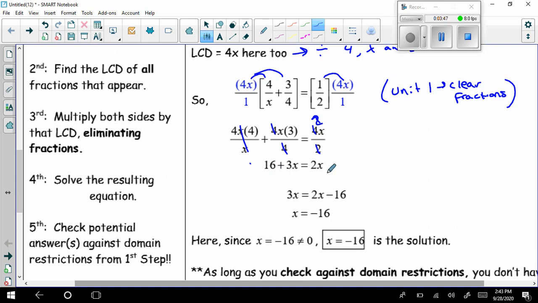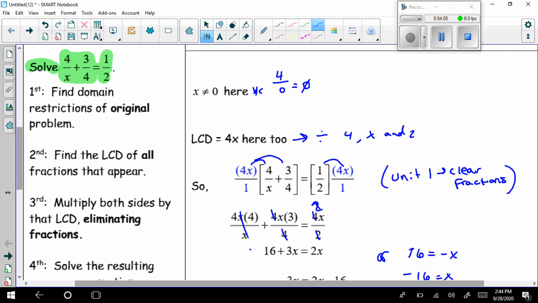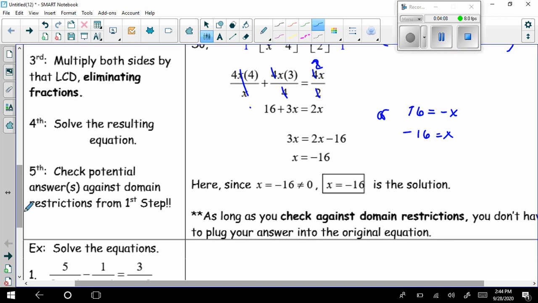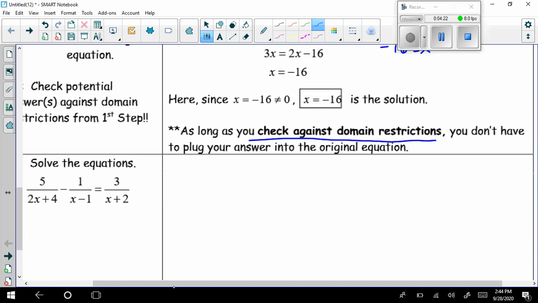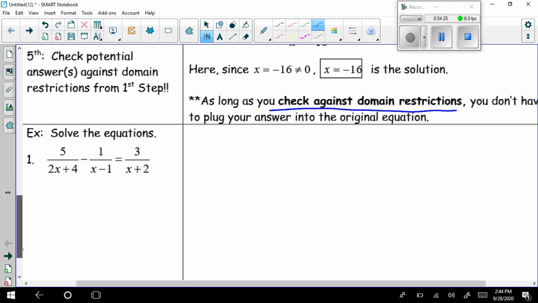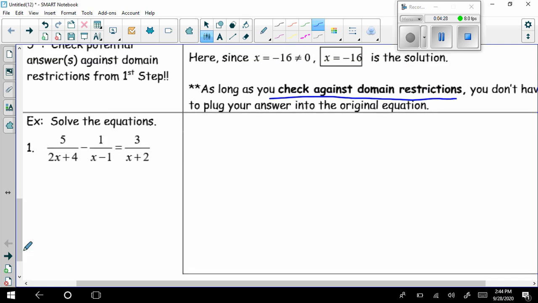This one you can solve by subtracting 16, or you could subtract 3x and then divide by -1. Either way, the result is x equals -16, which is not 0, so it's not our restricted value, and that solution is just fine. As long as you check against the domain restrictions, make sure your answer is not a domain restriction. You don't have to plug it in, but plugging it in is still a great way to double check your results. Okay, so let's move into a more complicated example and walk through it step by step.